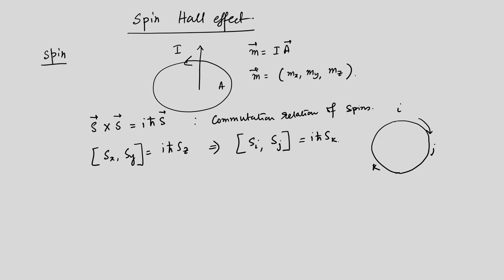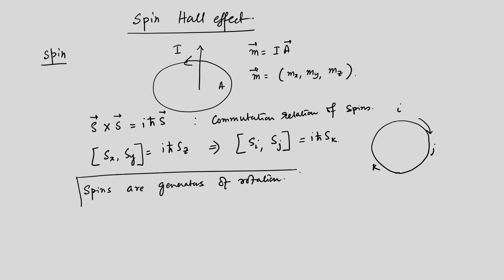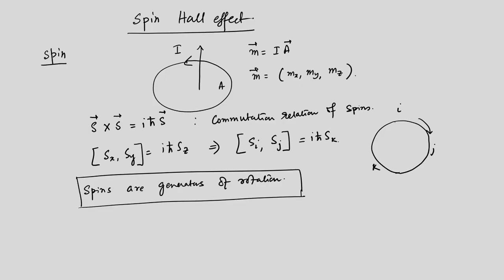But the spins are, of course, also the generators of rotation. In fact, the rotation operators can be represented by the spin vectors. And in a very similar manner, finite rotations about different axes do not commute. This is directly related to the fact that the components of S do not commute as well, which is what you have just seen here.